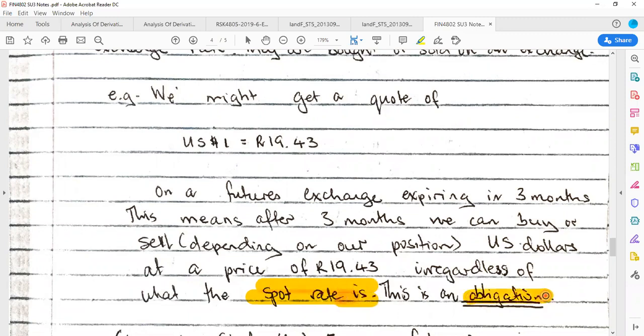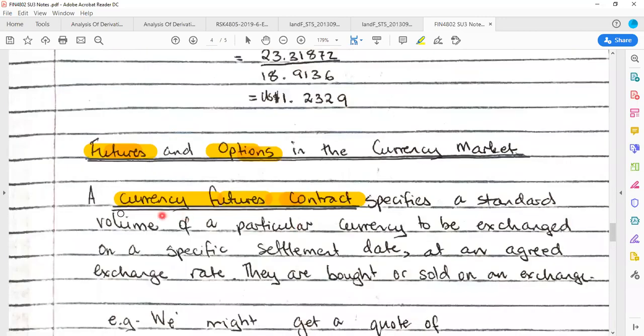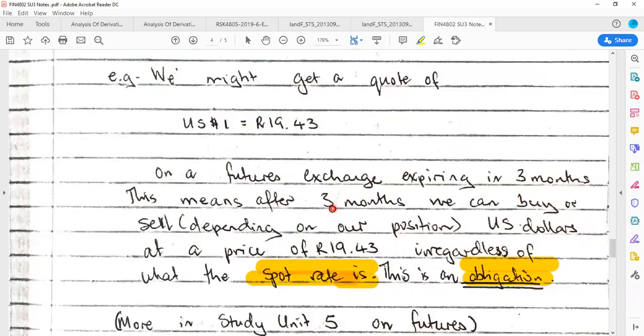So this is an obligation. There is no way out of it. A futures contract is an obligation. You can't get to 3 months and then decide to say, I no longer want to actually sell or buy. Once you enter into it, you have to honor your obligation, right? So it doesn't offer a lot of flexibility, but it does protect against downside losses, but it also limits upside gains because you've agreed what the rate is going to be.